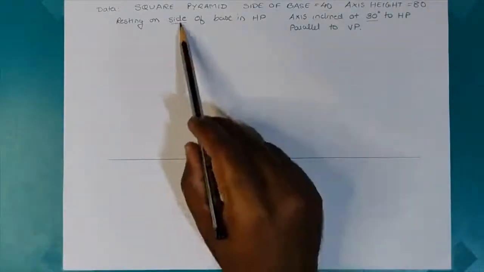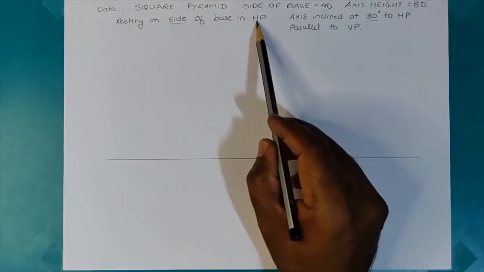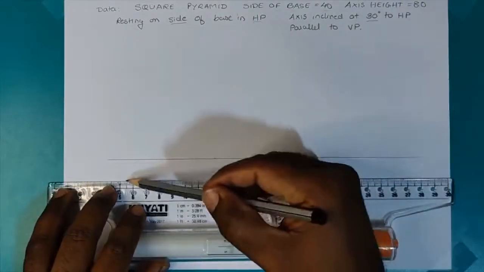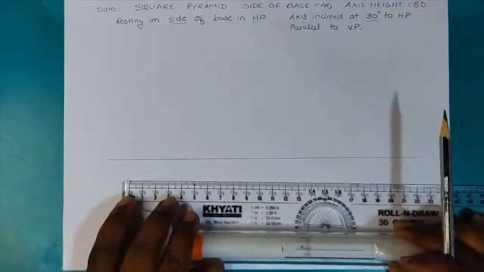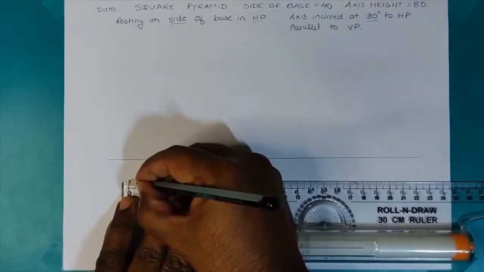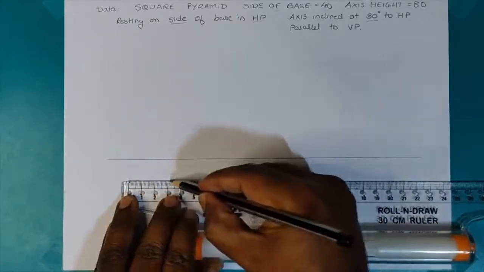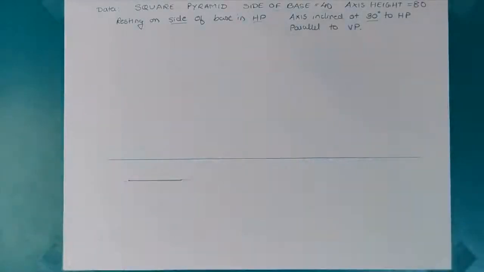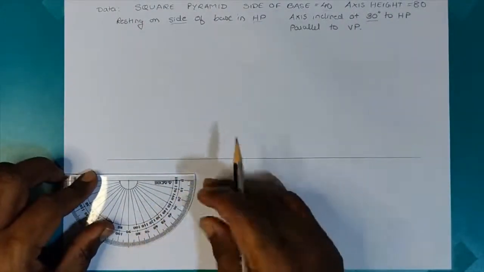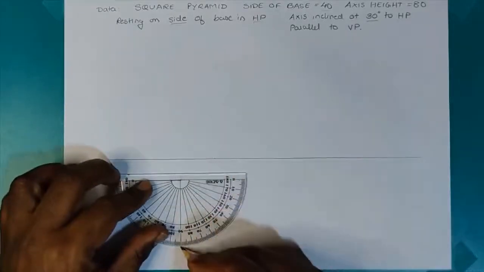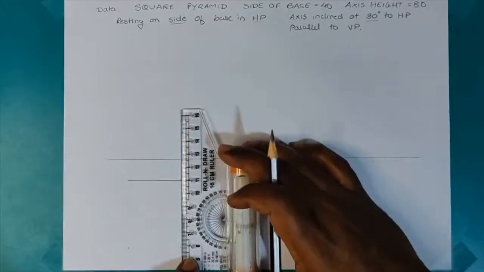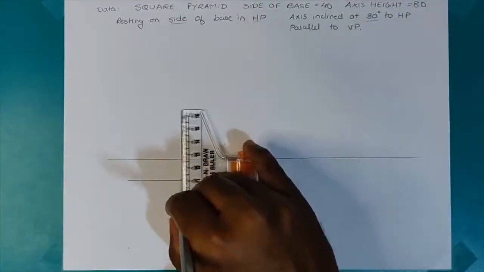and the side is in HP, so I have to keep one side towards the right side for projection of plane problem. So I draw a square of side 40 mm. Okay, so I take a distance of 40 mm. Then I take perpendiculars as shown. And construct the complete square. Remember, the side is 40 mm.